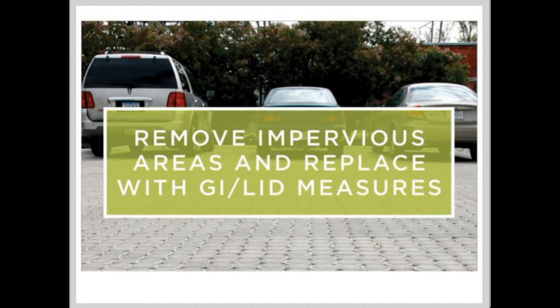Alternatively, if at least 25% of the site impervious area is replaced by GI or LID measures, and those measures can fully contain and treat the rainwater for the 95th percentile of storm events, the credit requirement is met.